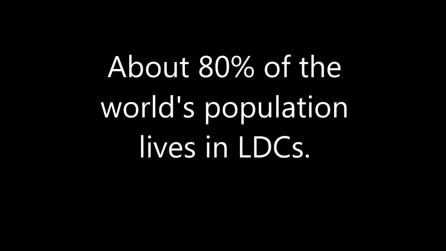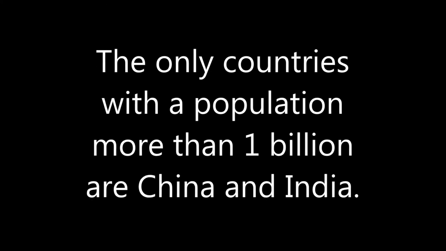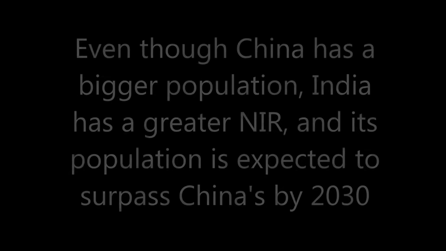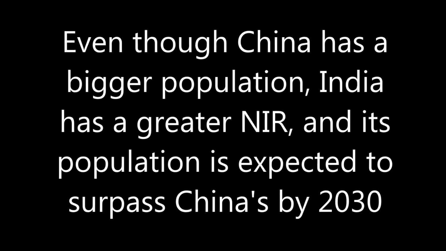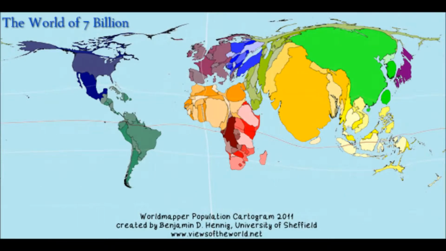About 80% of the world's population lives in LDCs. The only countries with a population more than 1 billion are China and India. Even though China has a bigger population, India has a greater NIR, and its population is expected to surpass China's by 2030.